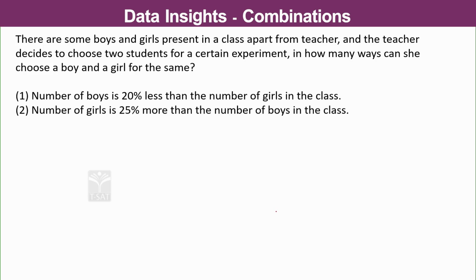Let's look at the next question now. There are some boys and girls present in a class apart from the teacher, and the teacher decides to choose 2 students for a certain experiment. In how many ways can she choose a boy and a girl for the same?